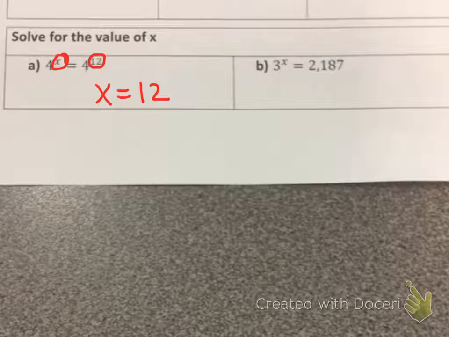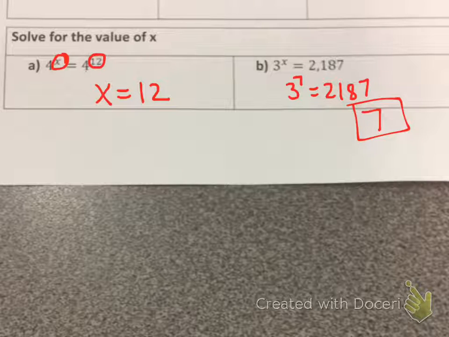Over here, I have 3 to the x power equals 2187. So we can just guess and check and start raising 3 to powers to try and figure out what it is. On my calculator, I just did 3 to the 5th power, and it was 243. That's too small, so try a bigger one. 3 to the 8th power is 6,561, so that's too big, so go smaller. Try 3 to the 7th power. 3 to the 7th power is equal to 2187. So my answer here is 7.